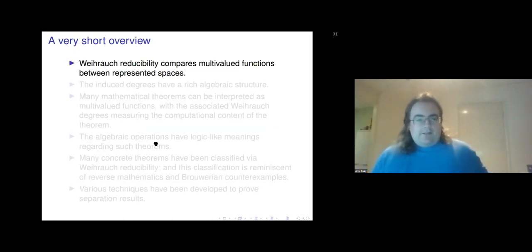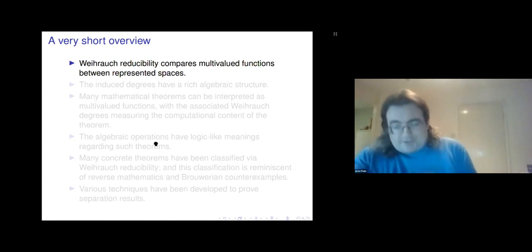So, the Weihrauch degrees in a nutshell: what are they, and why are we interested in this kind of stuff? It's a reducibility notion that compares multivalued functions between represented spaces, by essentially computable many-one reductions.